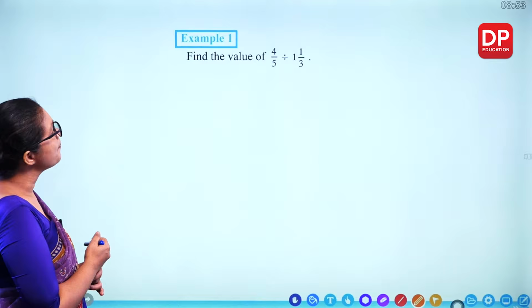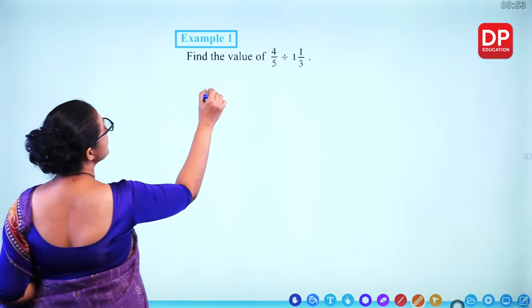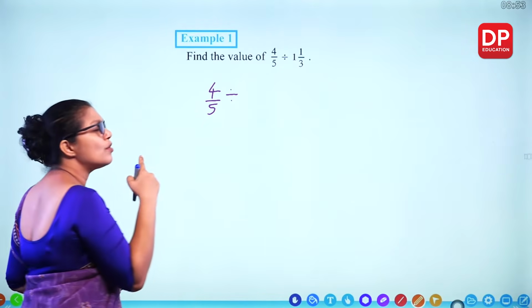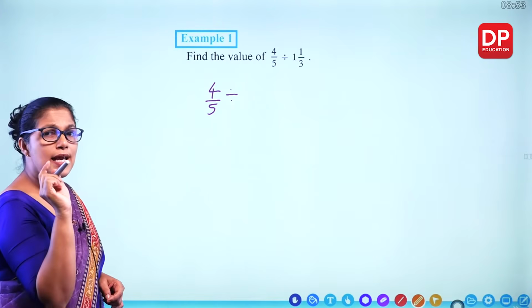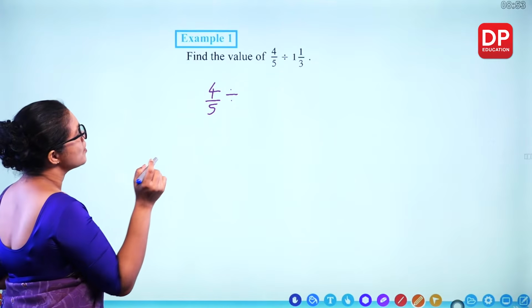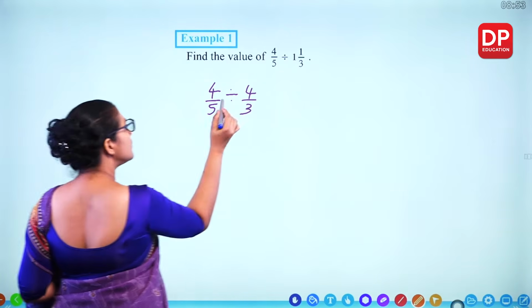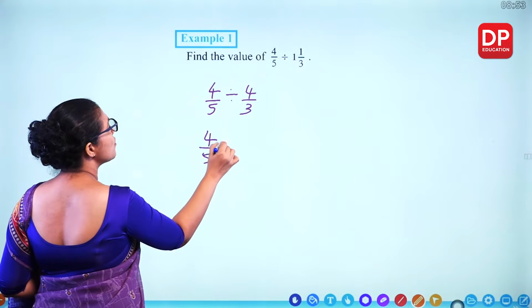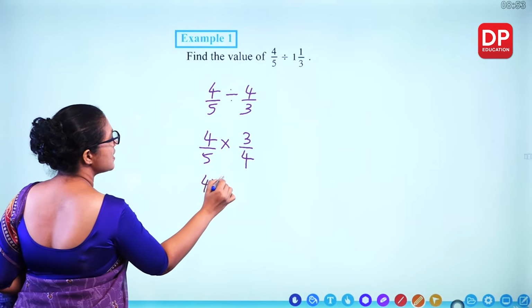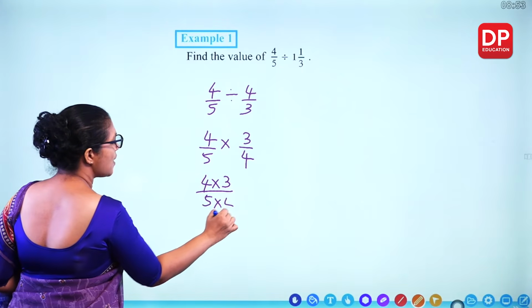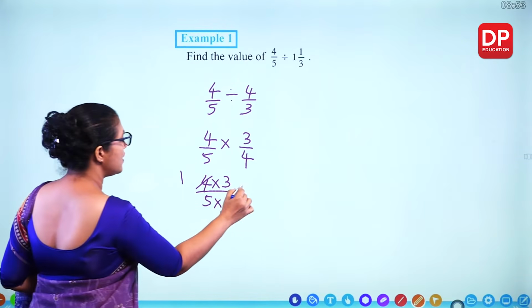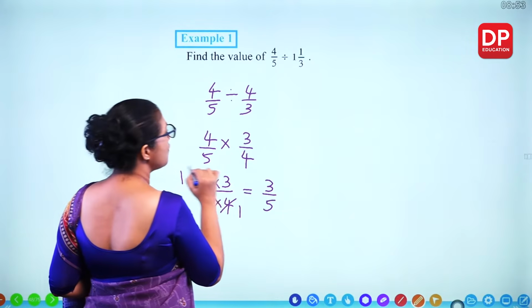Example number 1 again. Find the value of 4/5 divided by a mixed number. Convert to improper fraction. Wherever you see mixed numbers, convert to improper fractions. 3 times 1, 3 plus 1, 4 over 3. Now, next step is to convert to multiplication by taking its reciprocal. So what you get here? 4 times 3 and 5 times 4. 4 times 1, 4 times 1. You can't simplify further. This is 3/5.